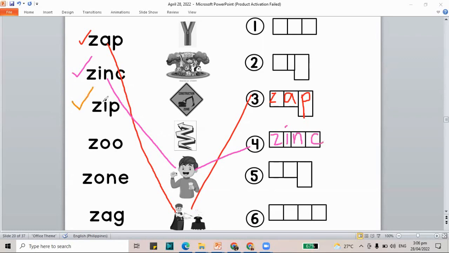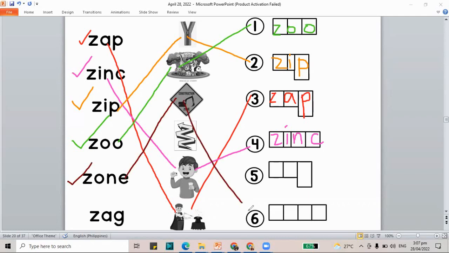Next, we have zip. This is zip. Where is our box for zip? Number 2. Z-I, letter P. That's zip. Next one, we have zoo. Make a line. This is the zoo. Zoo fits in number 1. Z-O-O, zoo. Then let's move to the one in brown. This is zone. Zone fits in number 6. Z-O-N. Letter E. That spells out zone.